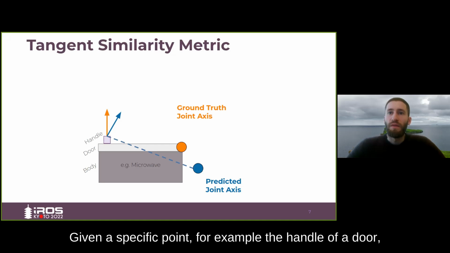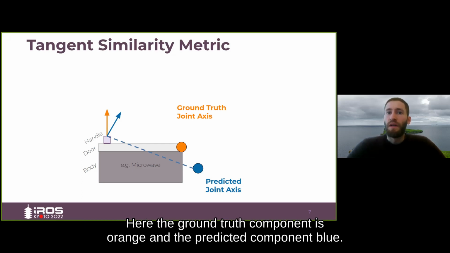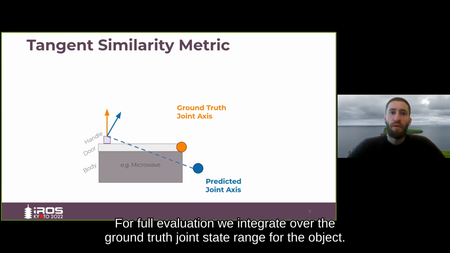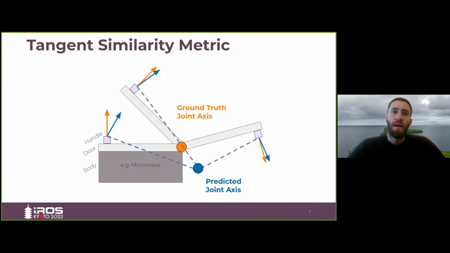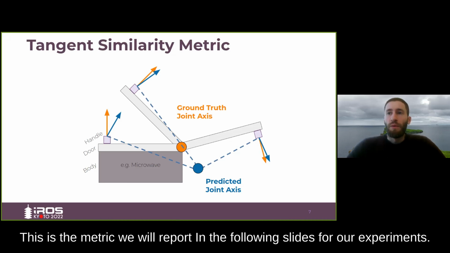Given a specific point, for example, the handle of a door, we calculate the dot product between the linear component of the ground truth articulation mechanism and of the predicted mechanism. Here, the ground truth component is orange and the predicted component is blue. For full evaluation, we integrate over the ground truth joint state range for the object. The resulting value ranges from 0 to 1, where 1 is the best possible value and 0 is the worst. This is the metric we will report in the following slides for our experiments.